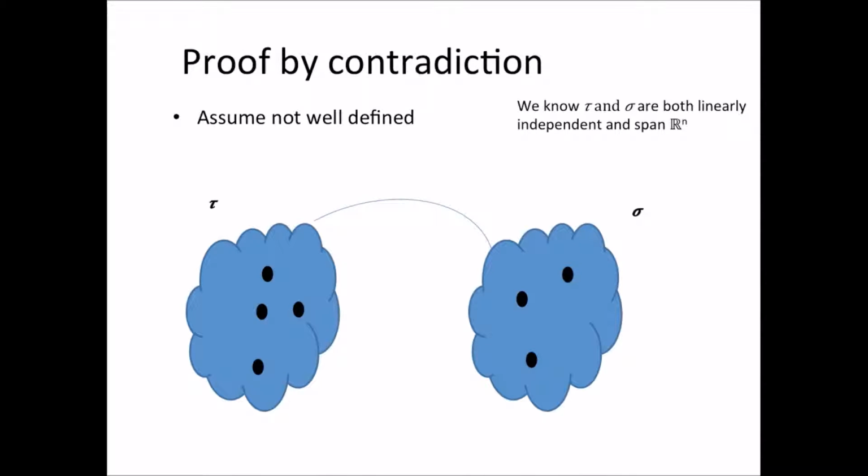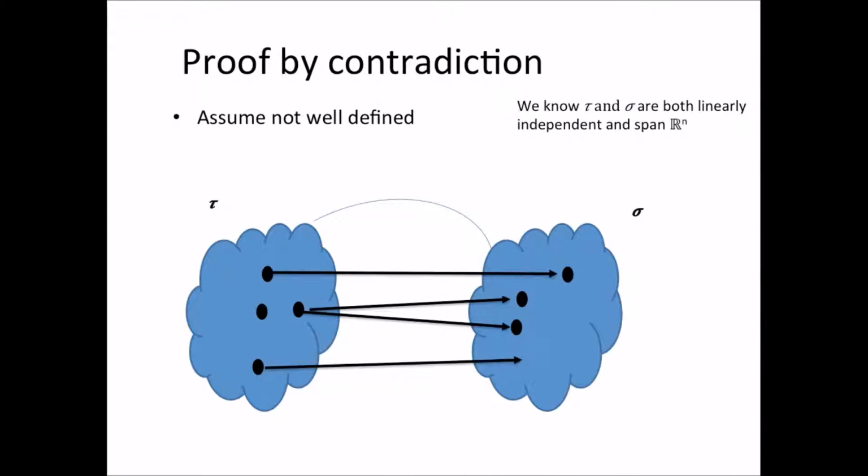Now, we will prove that the mapping from one list of coefficients to the other is well-defined by contradiction. So we will assume that it's not well-defined. If it was not well-defined, there could be one point in the domain that matches to 2 points in the codomain. We know this cannot be possible because sigma is linearly independent, so there should only be one point in sigma that matches to the same point in the domain.